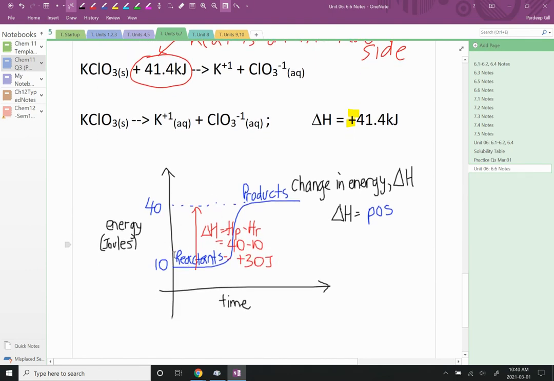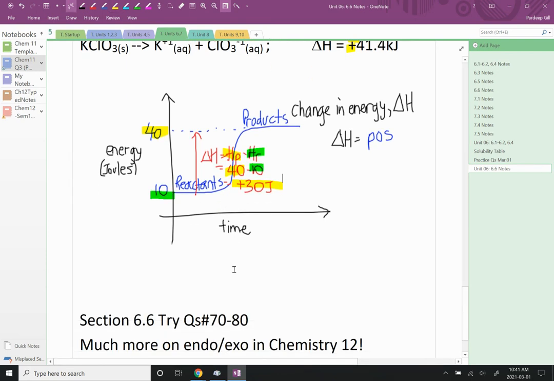An example would be, here you have the reactants at 10 kilojoules, and here you have the products at 40. If you are looking at this from a mathematical point of view, you would go change in energy is equal to heat of the products, which is 40, minus the heat of the reactants, which is 10. Then you would get a positive value of positive 30 joules in this example.